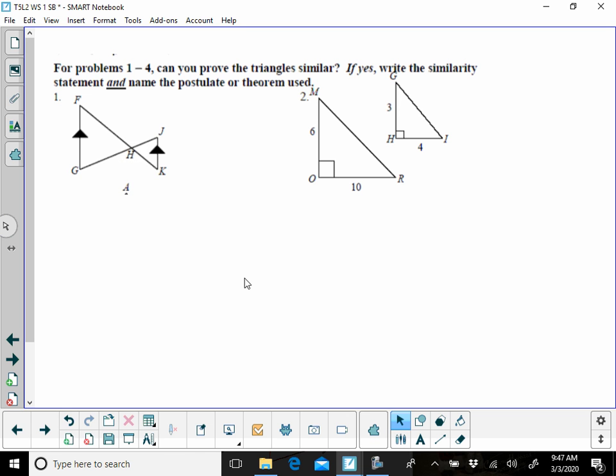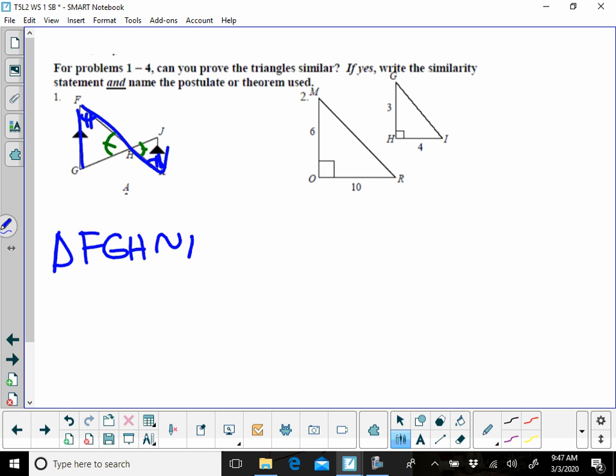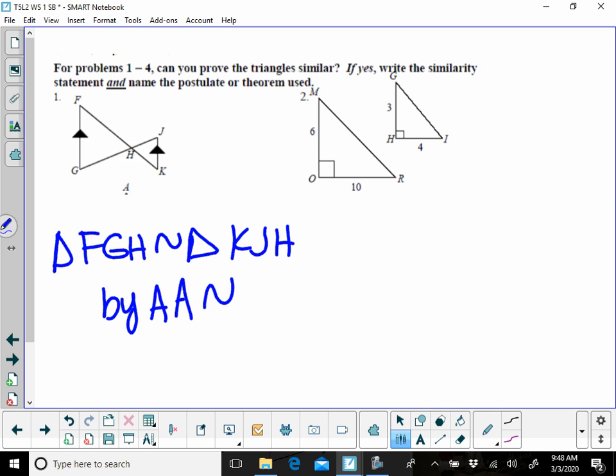You do know that you can mark your congruent angles here in the middle. So we've got that angle. And then because you have your parallel sides, you can give me this angle and this angle. So we do now have angle-angle similarity. So we are going to name our triangles. It's going to be triangle FGH, similar to KJH, and that is by angle-angle similarity.